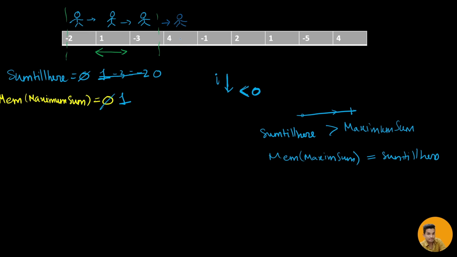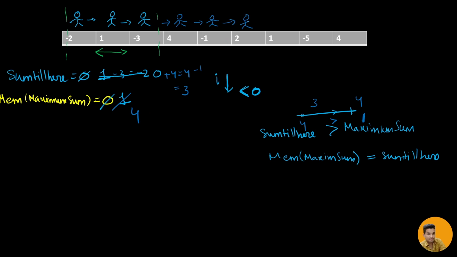So we will be standing here now. Sum till here will be 0 plus 4, this is 4. It is not pulling our number down to 0, and sum till here is 4, which is greater than maximum sum, which is 1. So we will make our maximum sum 4. Okay, we'll move forward. This is minus 1, 4 minus 1 would be 3, and this is not pulling down our number. Sum till here is 3 and maximum sum is 4, which is greater, so we are not going to touch the maximum sum.